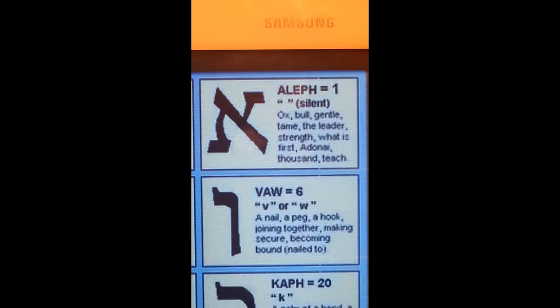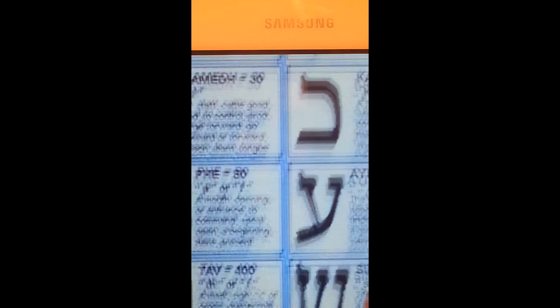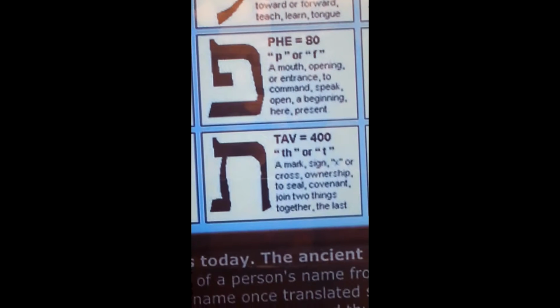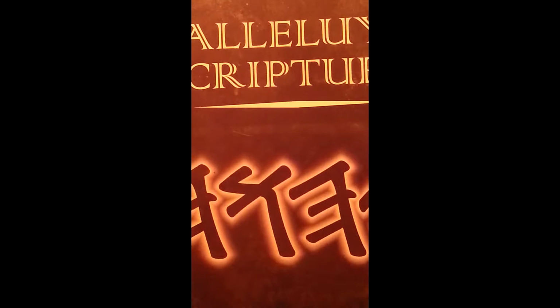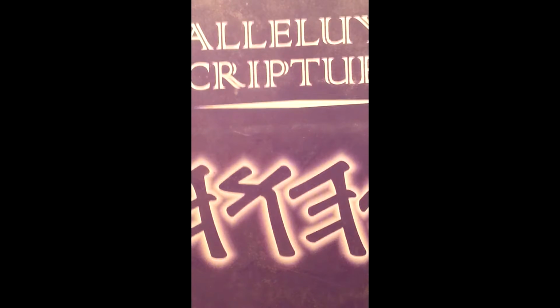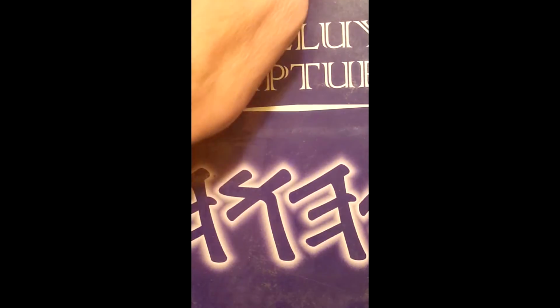What is first? Adonai. Thousand. Teach. Tav. A mark, sign, X or cross. Ownership. To seal. Covenant. Join two things together. The last. Let's remember those things right there, because it's going to be very important to remember.